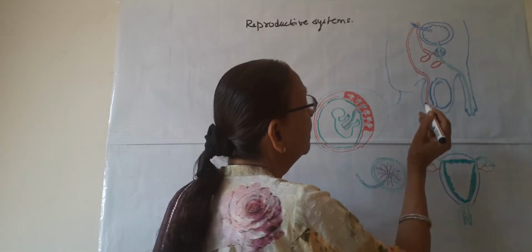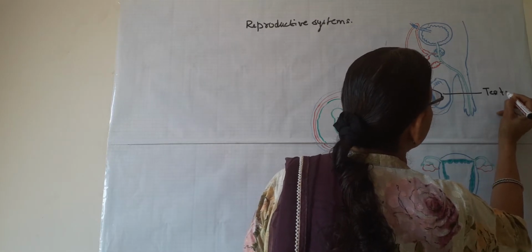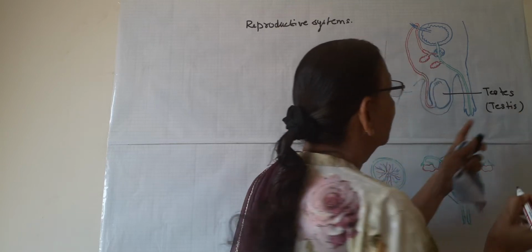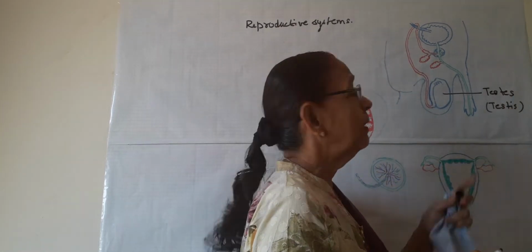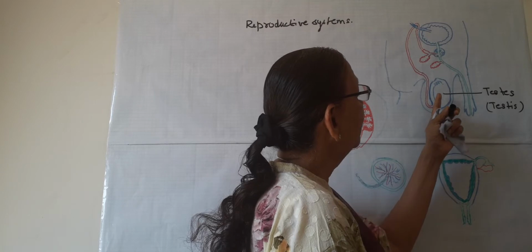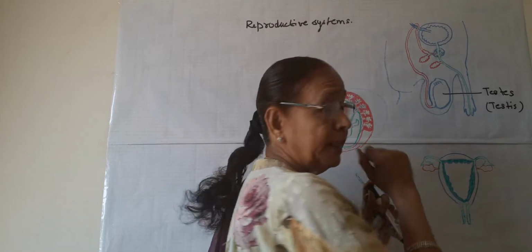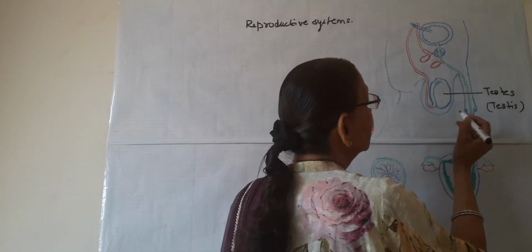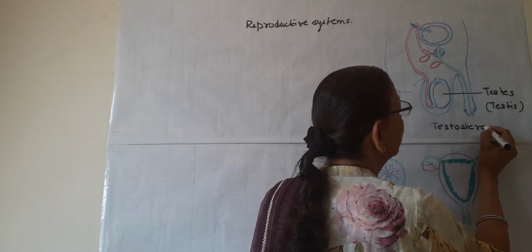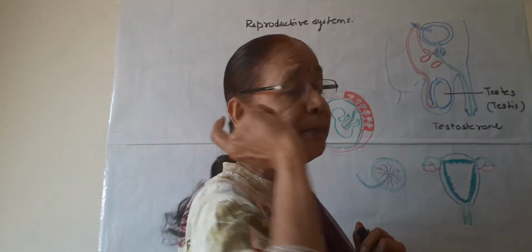So the main part is this testis. This is the testis. The plural is testes and the singular is testis, the spelling is different. The singular is T-I-S, the plural is T-E-S. So two testes are present in the human male, and these are for the production of sperm. At puberty, these start secreting a hormone, testosterone. This testosterone is under the command of the pituitary gland in the brain.